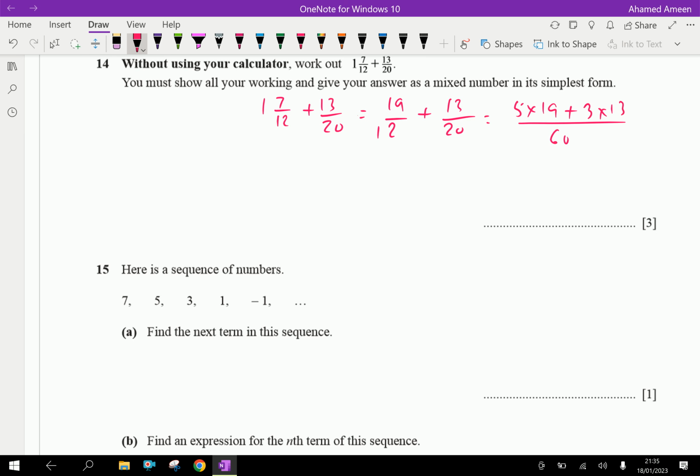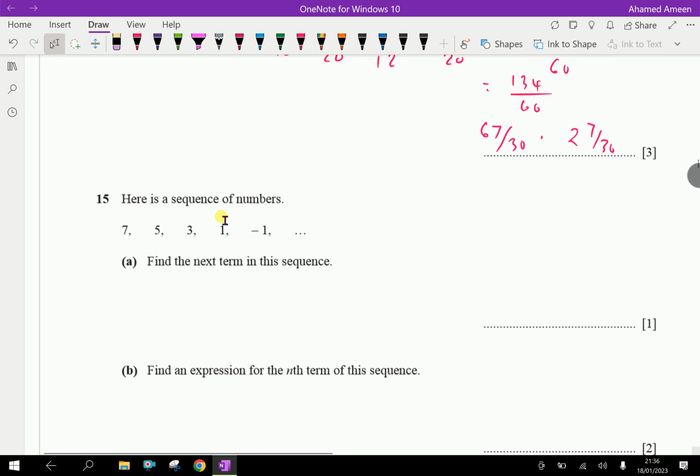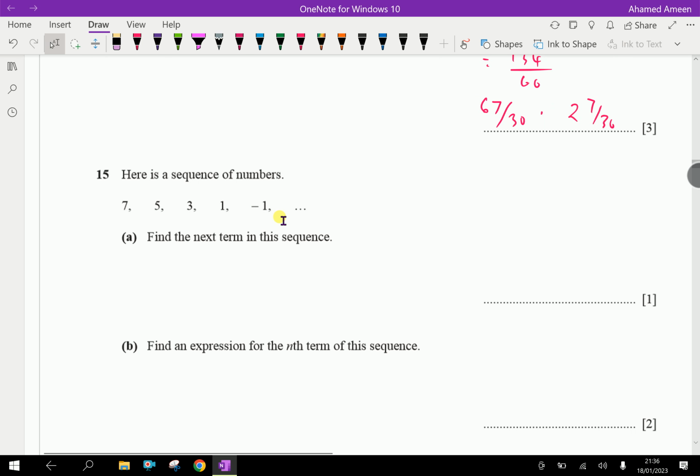5 into 19 plus 3 into 13 gives 134. Total is 134/60. The mixed number can be written as 67/30, which divided by 2 is 67/30. Or the mixed number you can write is 2 7/30.